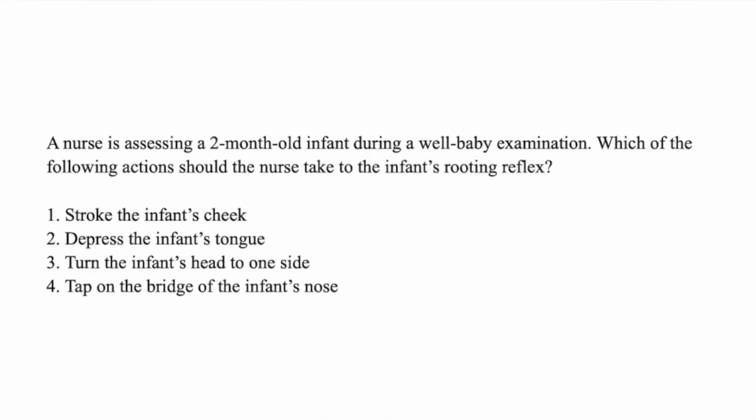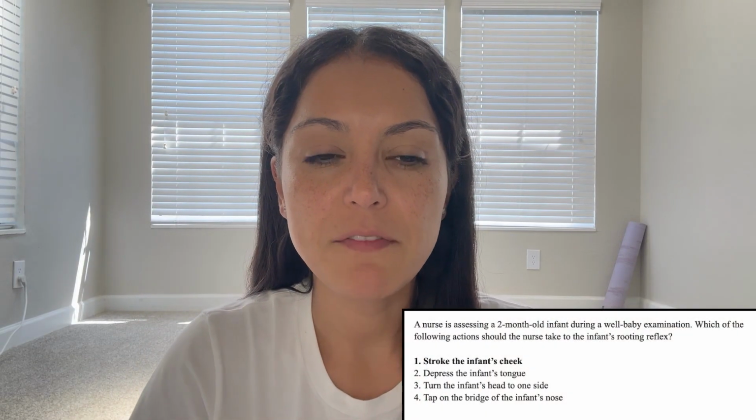Number 5. A nurse is assessing a 2-month-old infant during a well baby examination. Which of the following actions should the nurse take to assess the infant's rooting reflex? 1, stroke the infant's cheek. 2, depress the infant's tongue. 3, turn the infant's head to one side. Or 4, tap on the bridge of the infant's nose. Here the answer is number 1, stroke the infant's cheek.